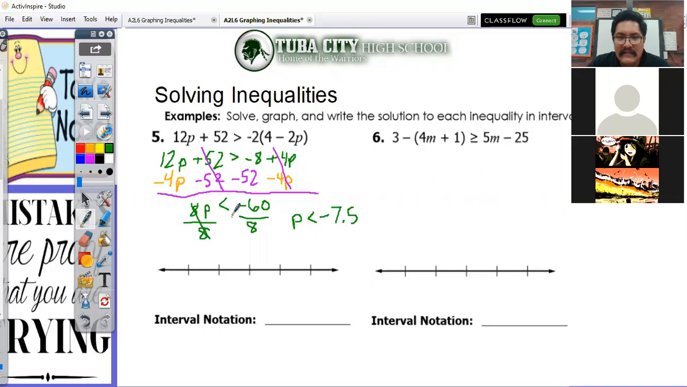Anyway, so divide both sides by 8. Now I know that 60 divided by 8 doesn't quite fit. We're going to have a little bit of remainder, but 8 times 7 is 56, and 8 times 8 is 64, and 60 is directly in the middle between those two numbers, so that's going to be 7.5.